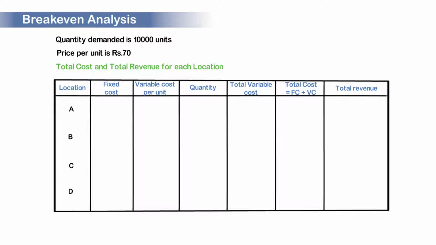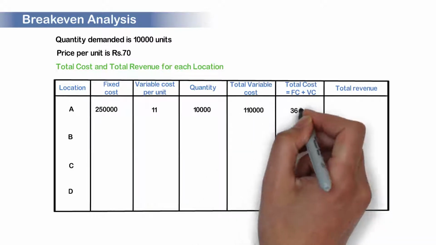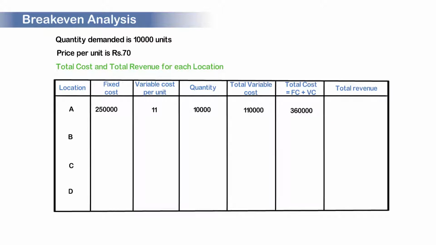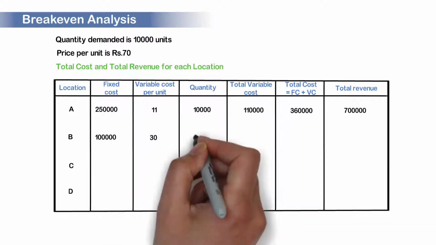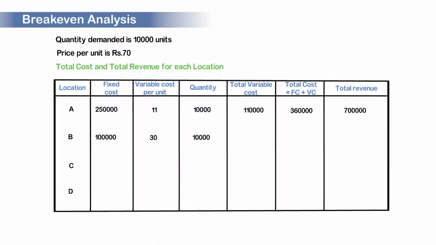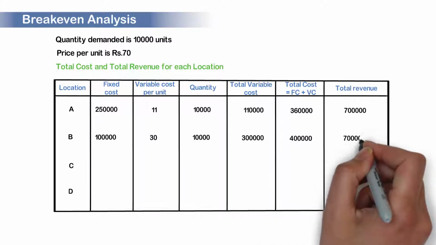Location A, fixed cost is 2,50,000, variable cost per unit is 11, quantity demanded is 10,000, total variable cost is 1,10,000, the total cost is 1,60,000 and the total revenue earned is 7 lakhs. Similarly, for location B, the fixed cost is 1 lakh, variable cost per unit is 30, quantity is 10,000 units, total variable cost is 3 lakhs, the total cost is 4 lakhs and the total revenue remains same as 7 lakhs.